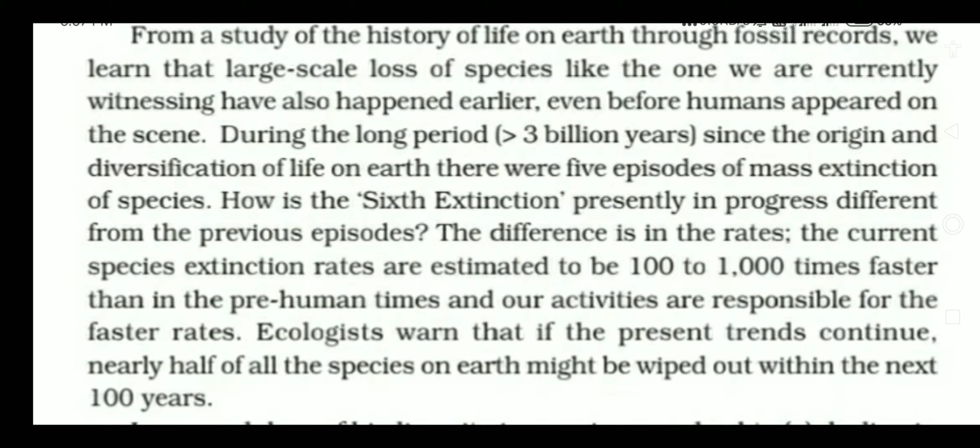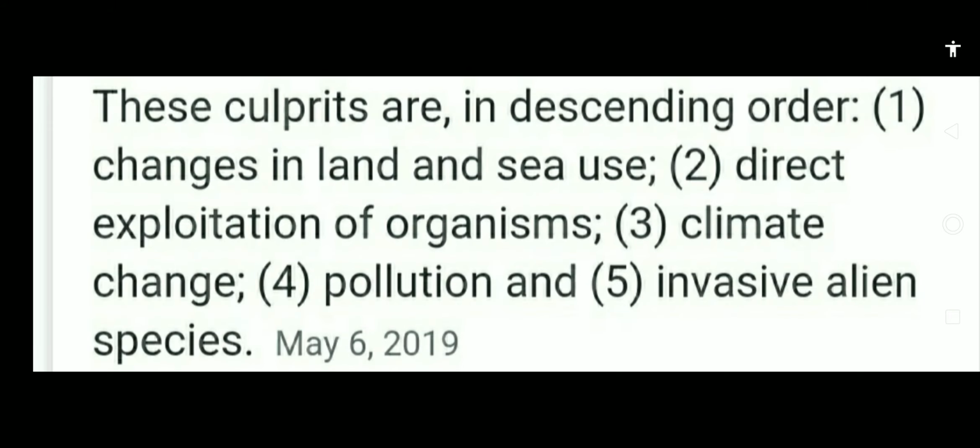Students, we have to understand that in this paragraph there are six episodes of the extinction of species. Now this slide shows the culprit.